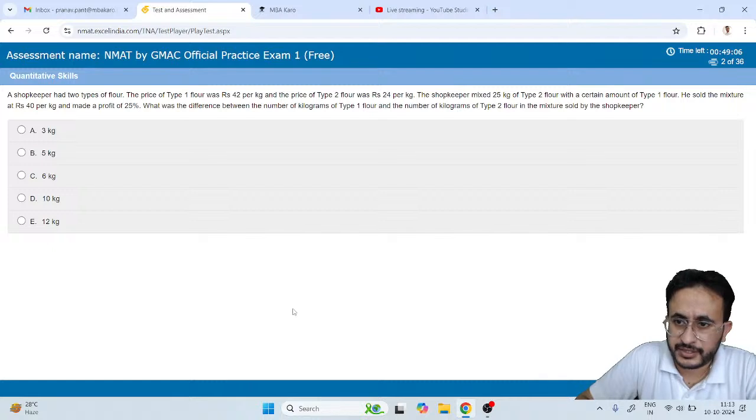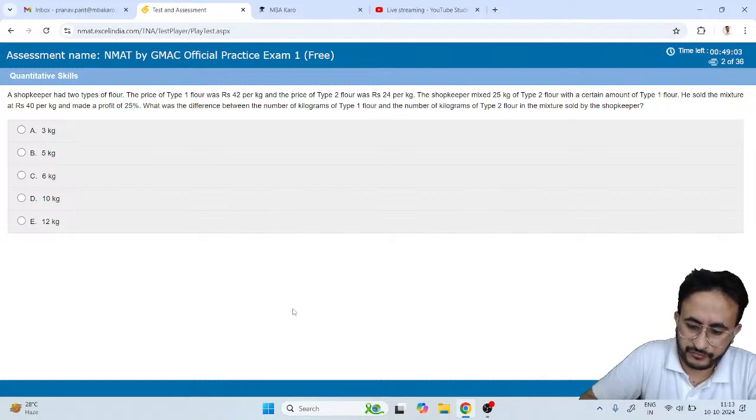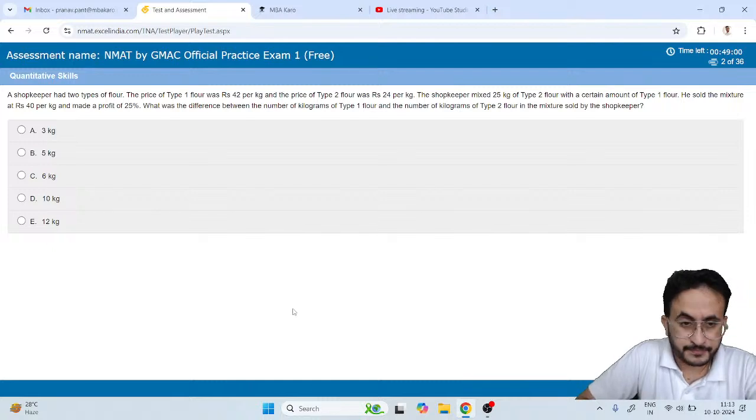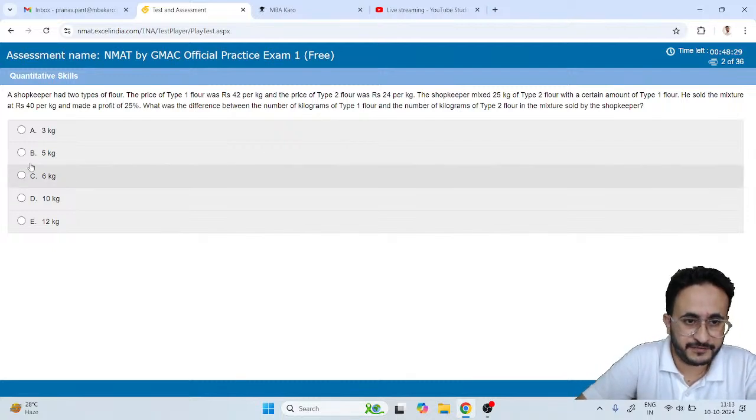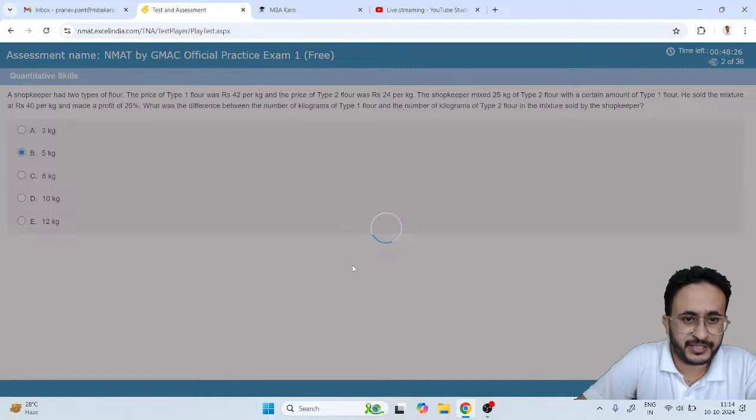So 42 and 24. He sold the mixture at 40 per kg, making a profit of 25%. So that is 8 and 10, 4:5, 25 kg. So that should be 20 kg. Profit of 25%. Okay, the difference is asked, so 20 and 25, the difference is 5 kg. Okay, so I did not read it completely.